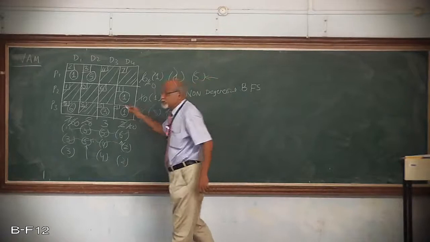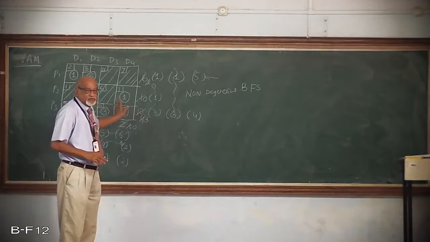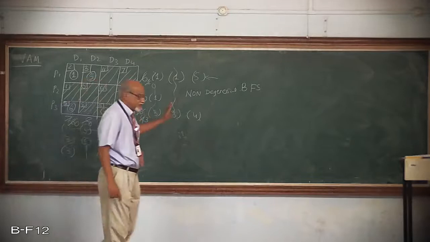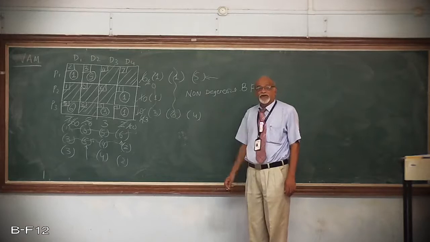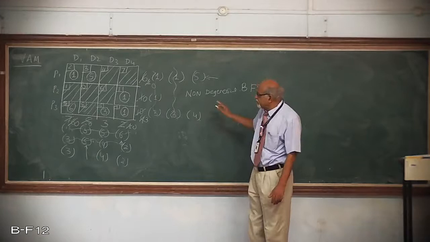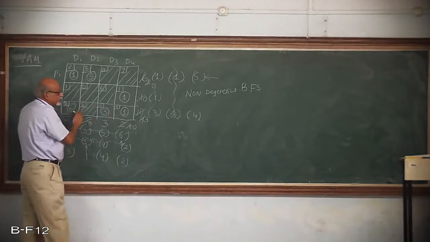Because for testing for optimality, we need to have a non-degenerate basic feasible solution. Not only a basic feasible solution, but it should be non-degenerate. If it is a degenerate basic feasible solution, then we need to make it a non-degenerate basic feasible solution. That we'll see how it can be done. But fortunately for this particular problem, we are lucky enough that it is already non-degenerate basic feasible solution.